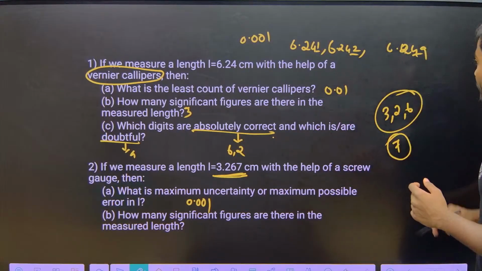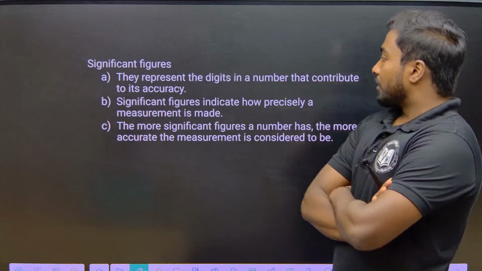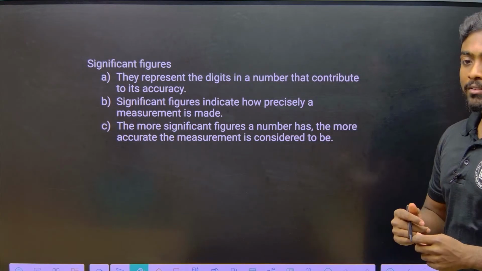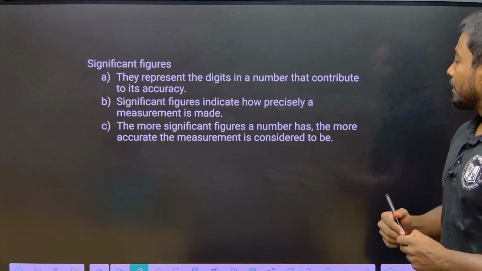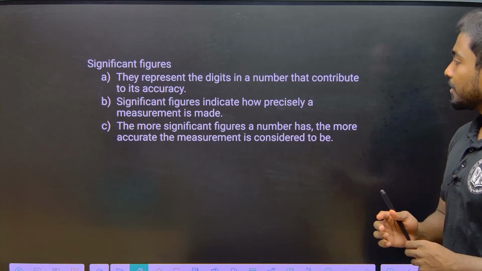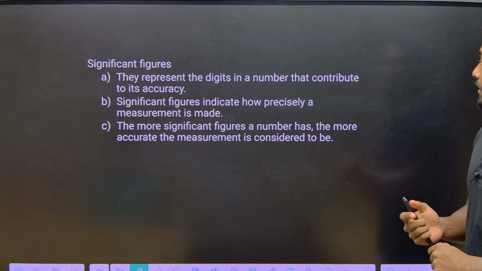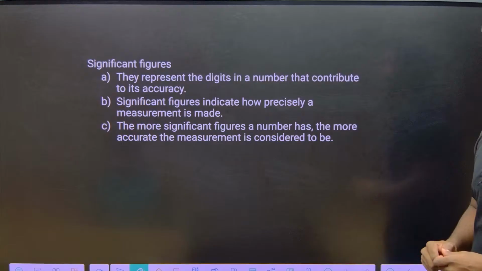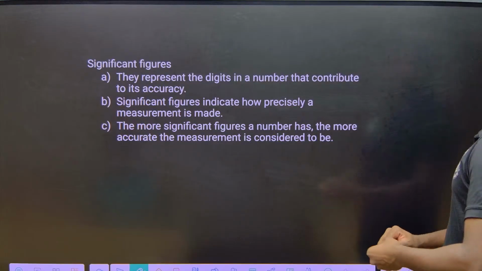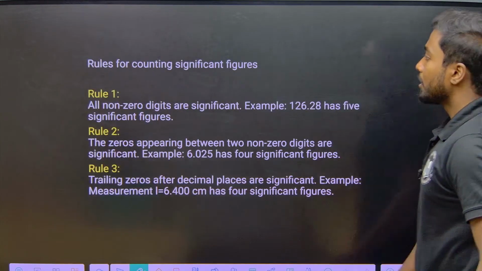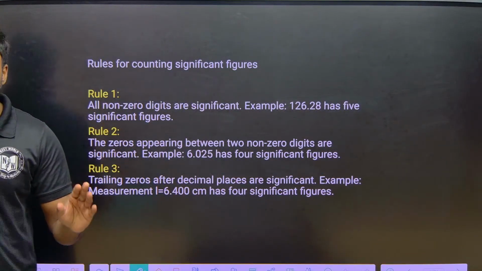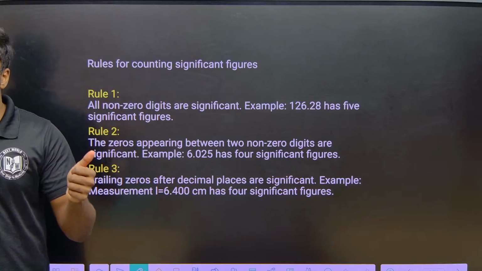Now the significant figures represent the digits in the number that contribute to its accuracy. So significant figures indicate how precisely a measurement is made. The more significant figures a number has, the more accurate the measurement is considered. Now, we have seen the significant figures as the countable numbers. So there are some rules to find what the significant figures are.